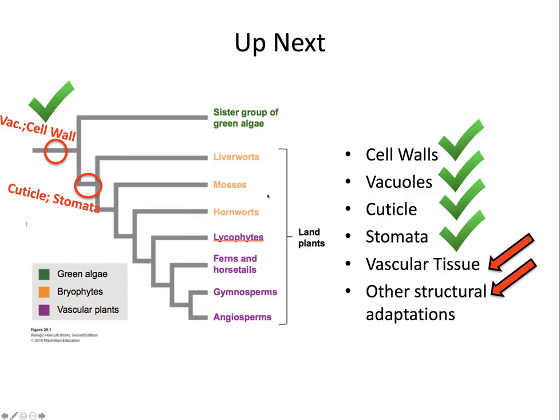Okay, so once again to put this into the grander picture of what we've been talking about in these last couple of slides and lectures, we've talked about cell walls and vacuoles playing an important role in water regulation. We've also talked about cuticle and stomata, and what we're going to talk about next are these other adaptations, vascular tissue, and some other structural adaptations that land plants have evolved to survive on land.